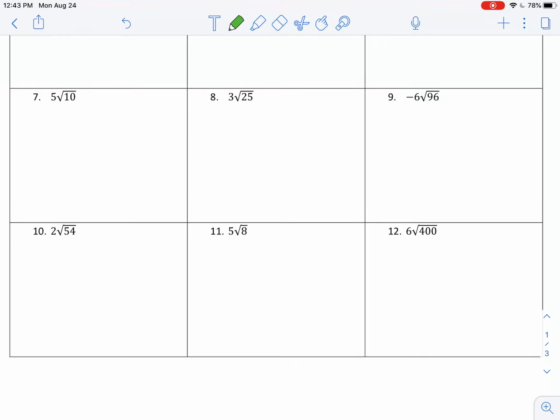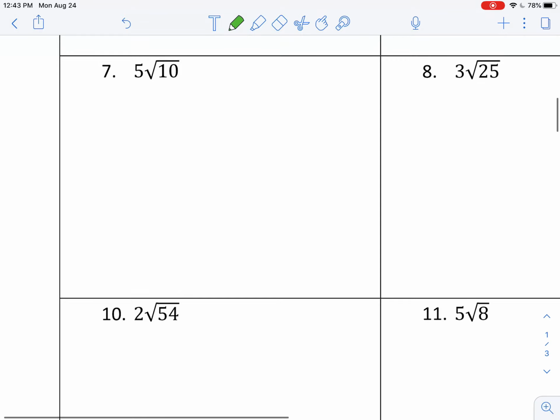So we're still on page 3 of your workbook, but now I'm looking at 5 square root 10. So we still have multiplication with that coefficient, and I'm still going to ask myself what multiplies to be 10. Well, I know 2 times 5 is 10, and that can't be broken down any further. That is also prime, so I'm going to rewrite it. There's still the 5 outside the radical, and inside the radical we just found a 2 and a 5.